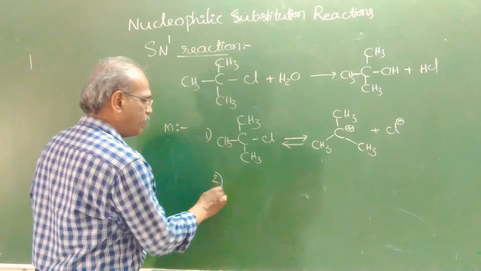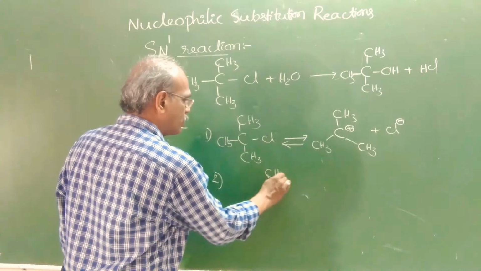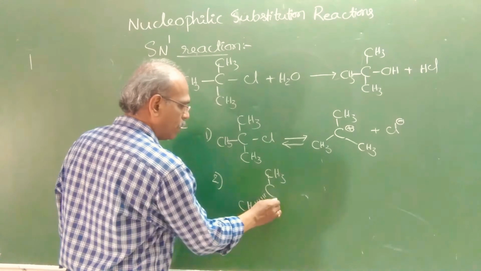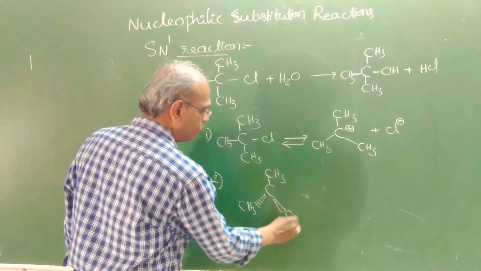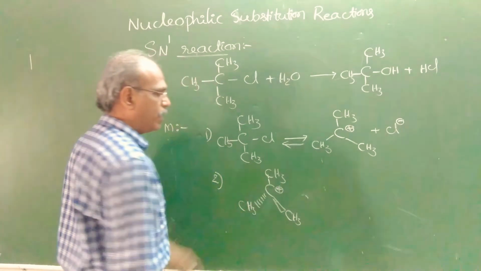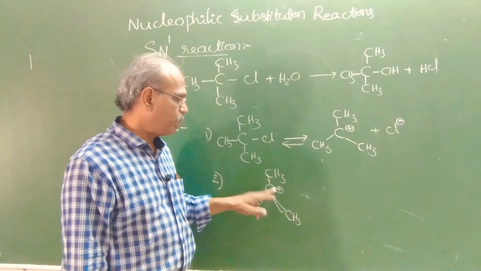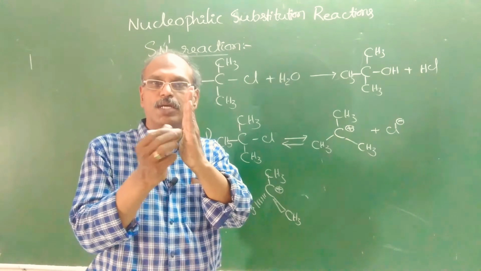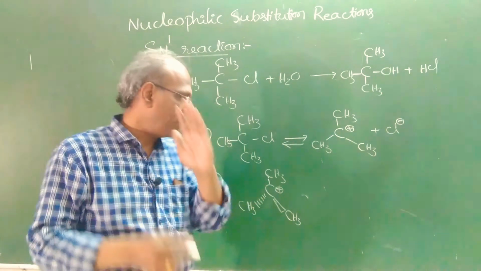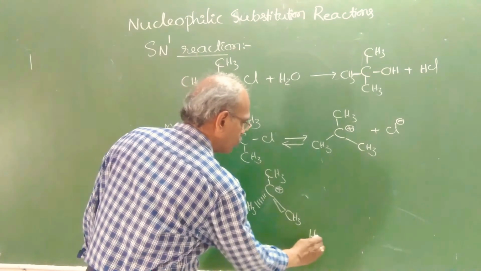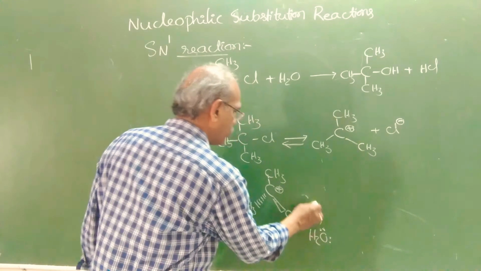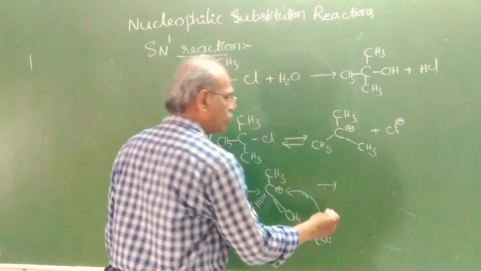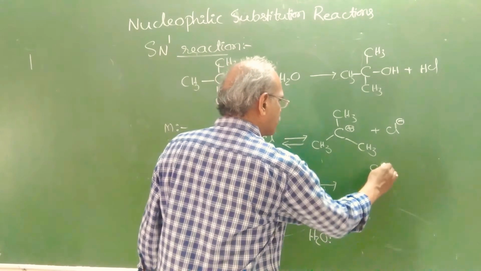In the second step, see that carbocation, this is behind the board and this is projected above the board. Carbocation is sp2 hybridized, planar. So because of planarity, nucleophile can attack from either side. Here nucleophile is H2O. So it may attack from this side or from this side. So it leads to two possible products.